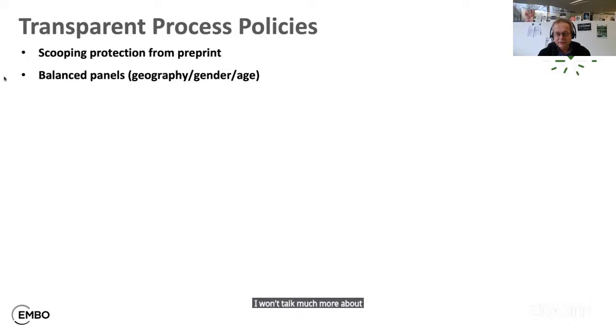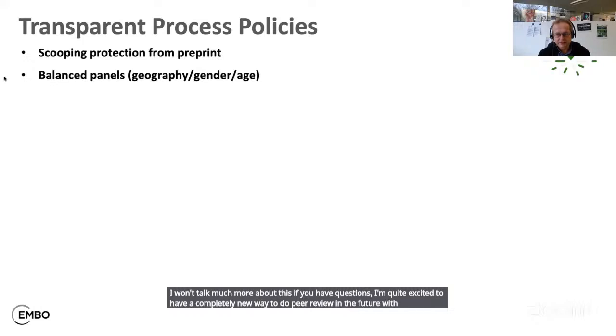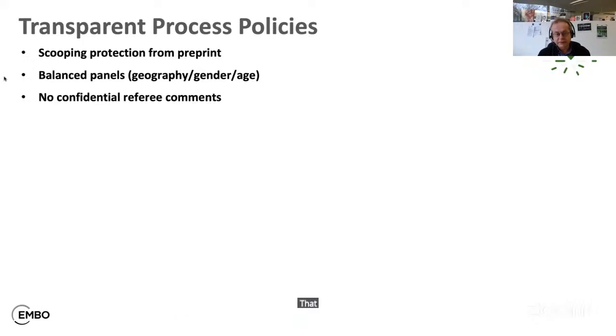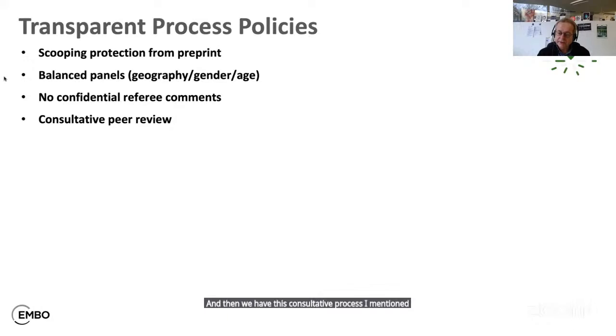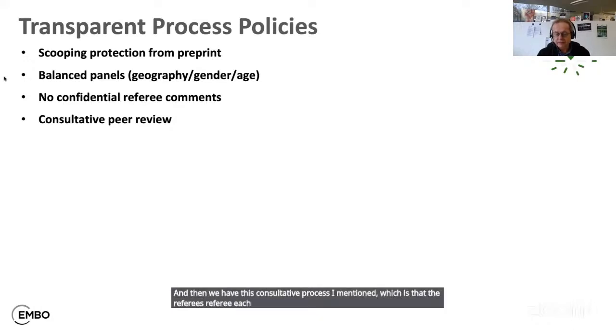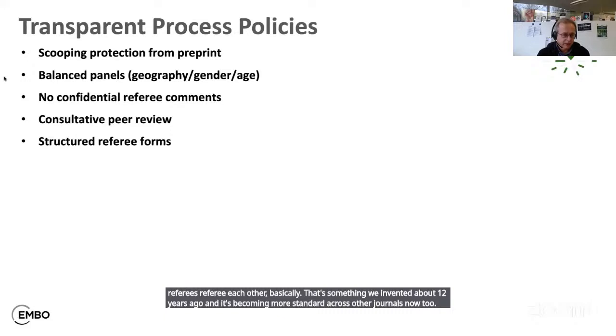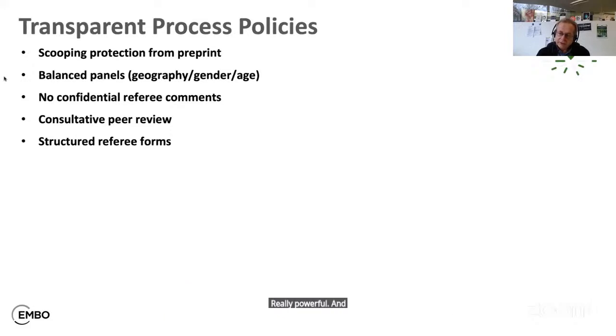If you have questions, I'm quite excited to have a completely new way to do peer review in the future with early career researchers that focuses more on the data than the paper. We have no confidential referee comments. Everything the author sees is basically what the editor sees. And then we have this consultative process I mentioned, which is that the referees referee each other, basically. That's something we invented about 12 years ago, and it's becoming more standard across other journals now too. Really powerful.